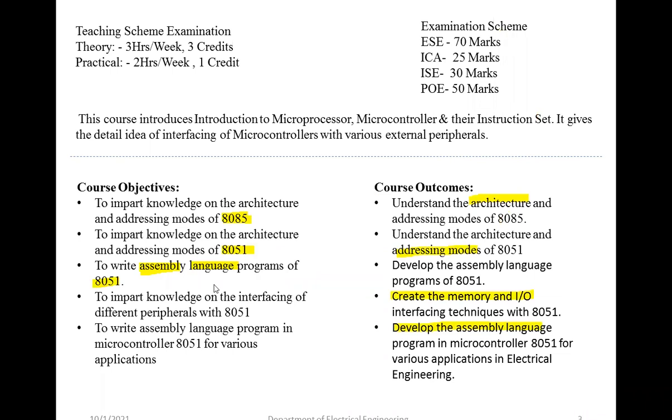Another part is why we require this in the electrical field. You are electrical students. Why do electrical students require microcontrollers and microprocessors? What is the importance of this subject in your syllabus?